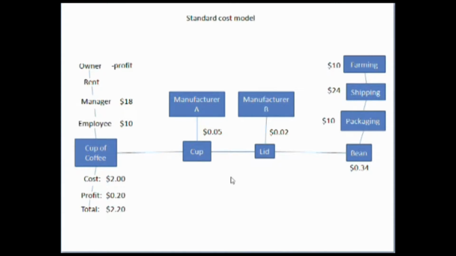But this is basically our coffee shop over here. We have an employee making $10 an hour. We have a manager making $18 an hour. They pay for rent. And then we have the owner that makes whatever the profit margin is. The total cost, how much it actually costs to make this cup of coffee, is $2. The profit that the owner is going to receive is 20 cents. And so our total out-the-door cost for the customer is going to be $2.20.